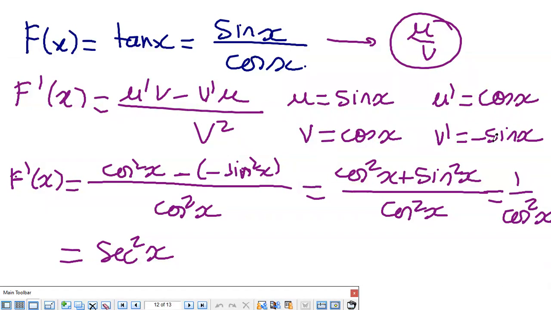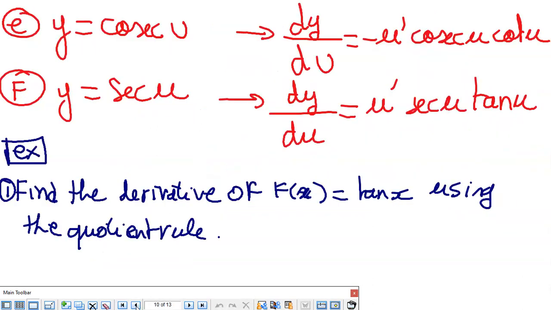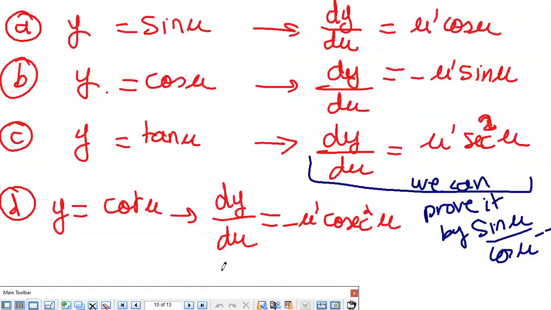V prime is minus sine, and then now it's u prime v. So it's cosine times cosine, it's cosine squared, minus sine x times minus sine x, it's minus minus sine squared x. So it's (cosine squared plus sine squared) over cosine squared. It's 1 over cosine squared. This one, we know this formula. So the answer is secant squared x. This is what I was saying here, so that you can find it from this one.